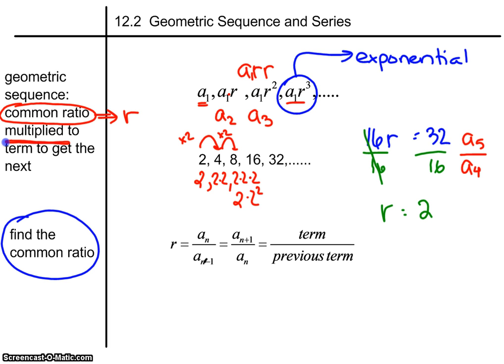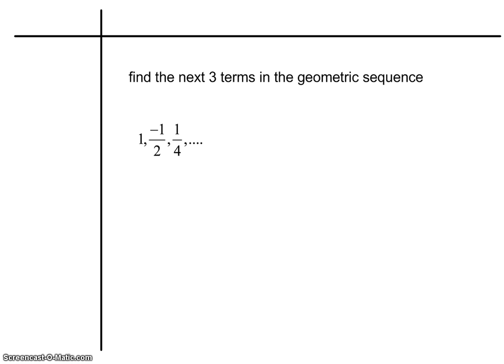Again, we can talk about all the fancy little subscripts, but what I like to look at to get my common ratio is to simply take any term and divide it by the previous term. In the same way, I could have taken 8 divided by 4 and gotten 2, or 16 divided by 8, and I would have gotten 2. So when I'm asked to find the next 3 terms in my geometric sequence, I first have to find my common ratio.